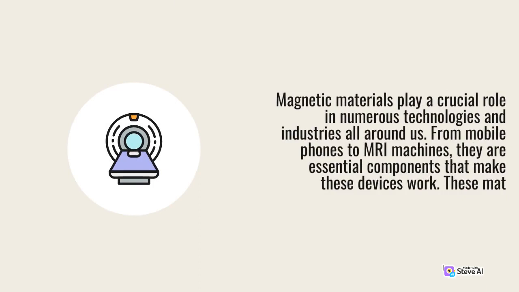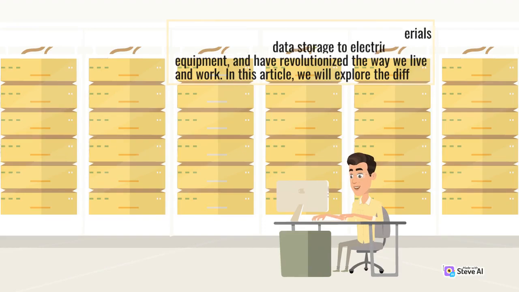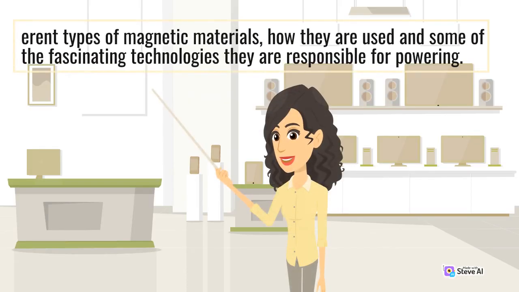These materials are used in a wide range of applications, from data storage to electric motors to medical equipment, and have revolutionized the way we live and work. In this article, we will explore the different types of magnetic materials, how they are used, and some of the fascinating technologies they are responsible for powering.